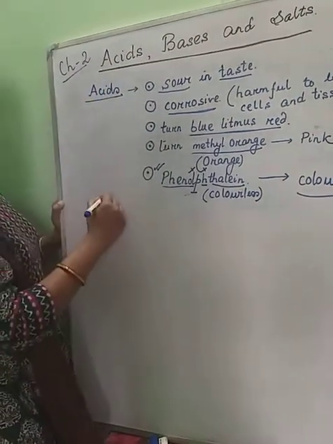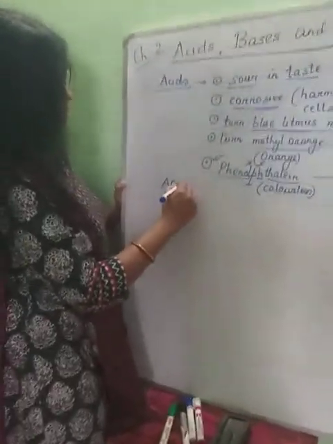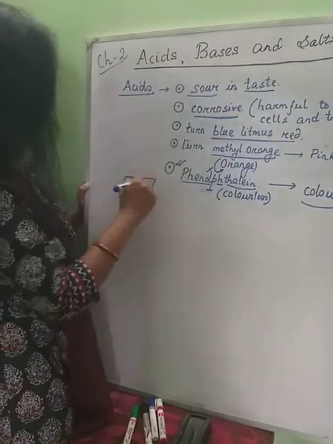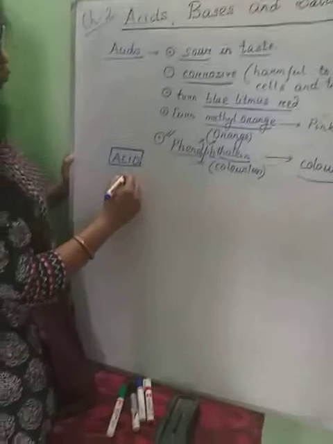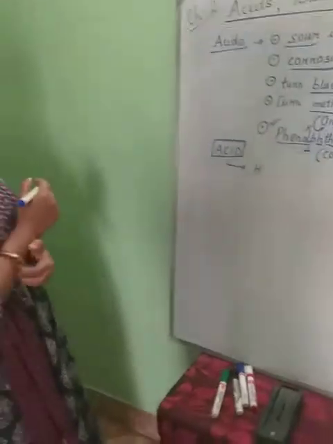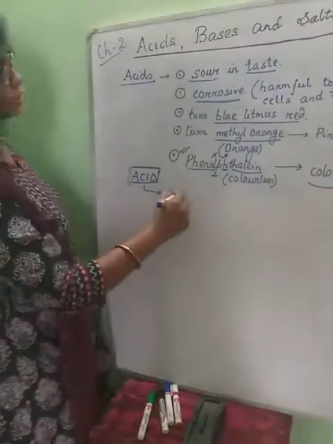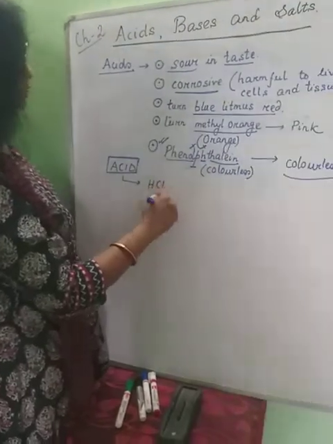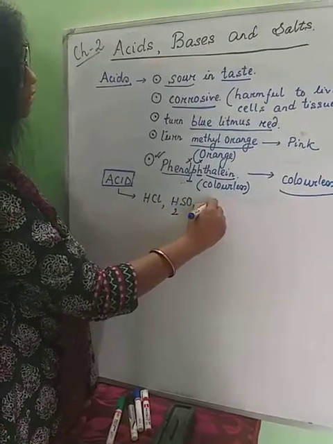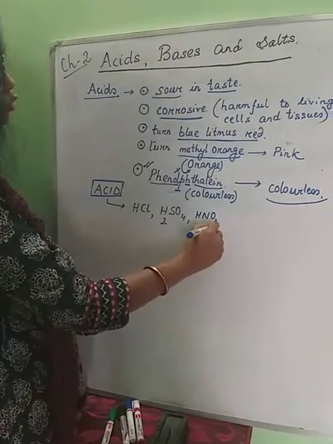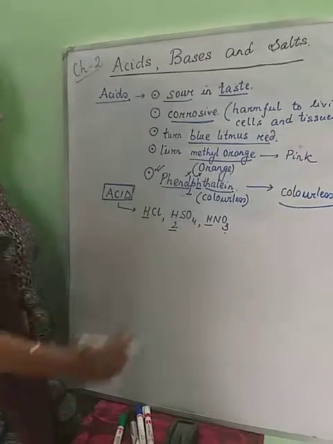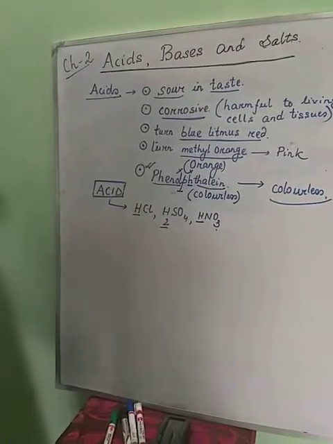Now let's come to the main constituent of acid. Whatever is there in your syllabus, this is restricted to that. Acids all contain hydrogen. For example, the common acids we use are hydrochloric acid, sulfuric acid, nitric acid, and so on. We will see that all the acids have hydrogen as one of the constituent elements.